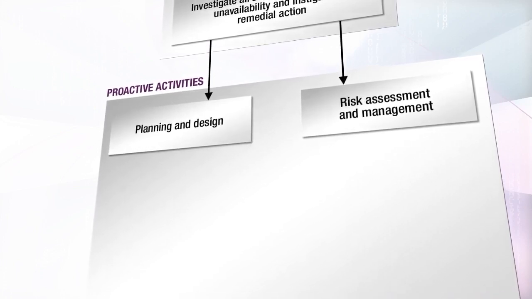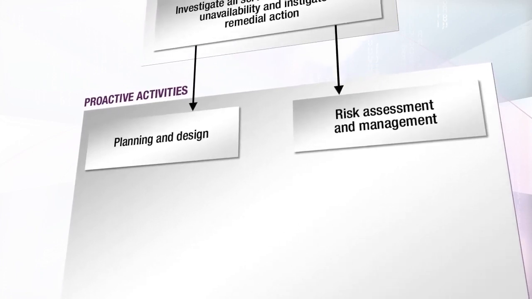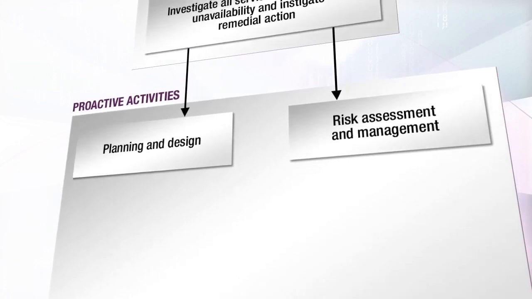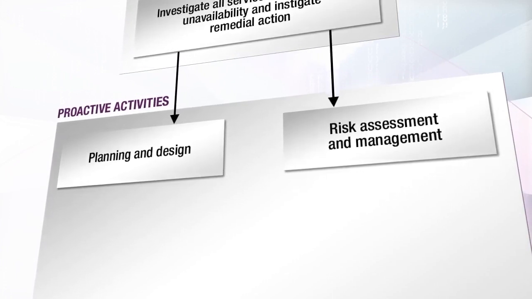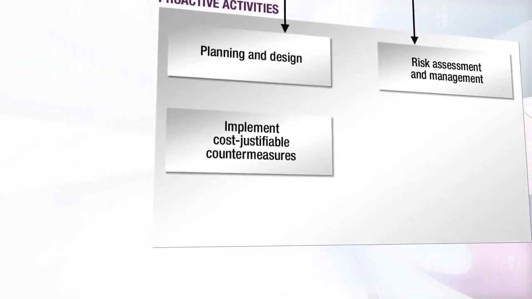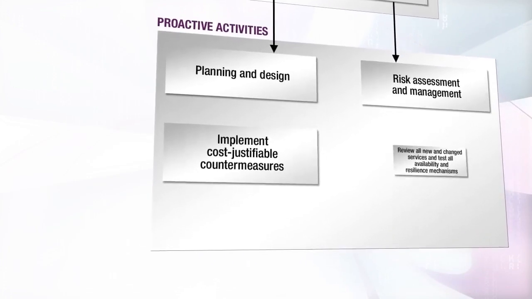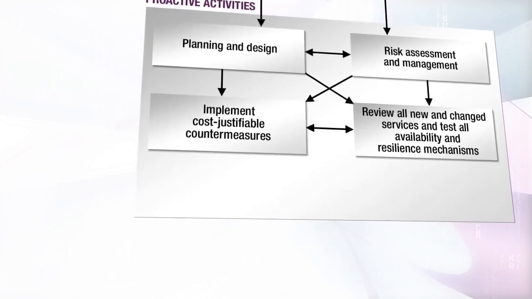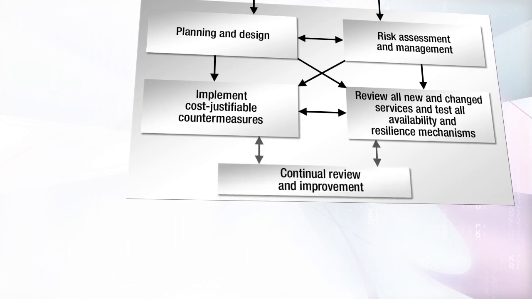Risk assessment and management activities will determine the impact on an IT service due to service and/or component failure, and working with IT service continuity management, review the availability design criteria to minimise business impact. Where feasible, cost-justifiable countermeasures should be implemented, including risk reduction and recovery mechanisms. Reviewing all new and changed services and testing all availability and resilience mechanisms. Continual improvement opportunities should always be included and prioritised in the availability plan to improve IT service availability.